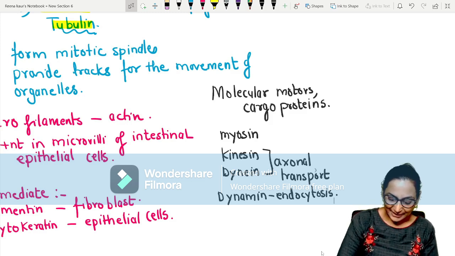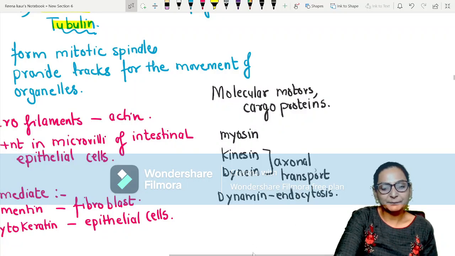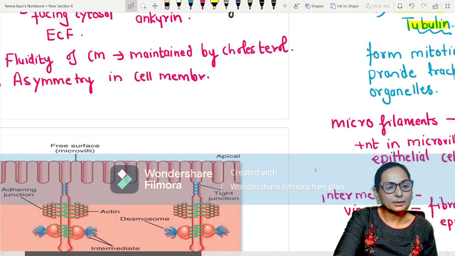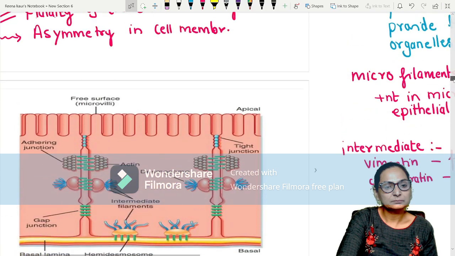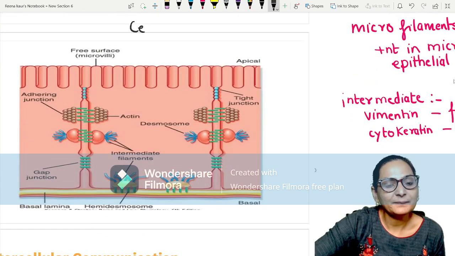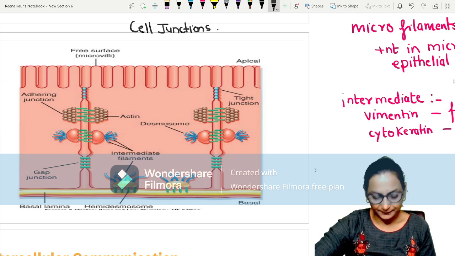Yes, dynein retrograde. Very good. Now let's look into something called the intercellular junction. These are the cell junctions. That means how the two cells are connected to each other.